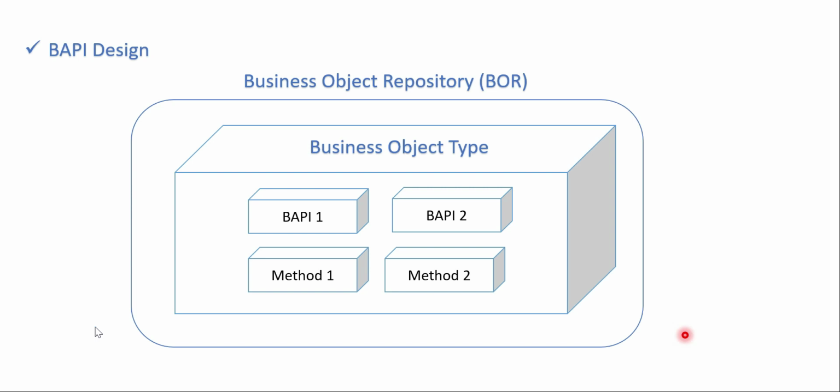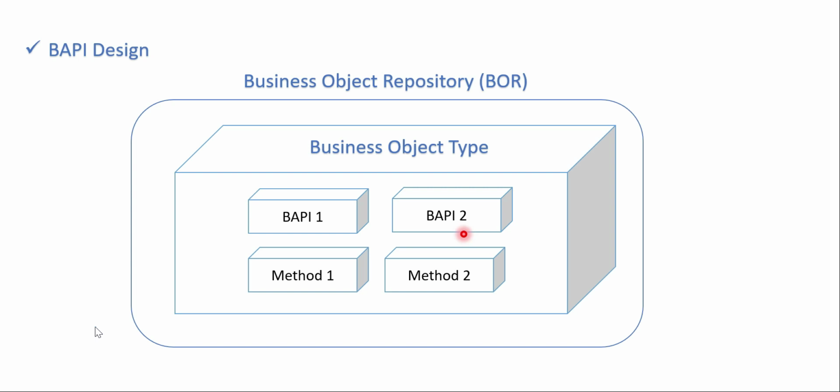One step ahead, they have an option called Business Object Repository. We call it BOR. We are trying to understand the BAPI design from the product perspective. Under this we have multiple business object types, depending on the business scenario. Sales is one business object type, material is one business object type, and company code, customer, vendor come under different object types. And inside the business object types we have methods. The very generic term is methods.